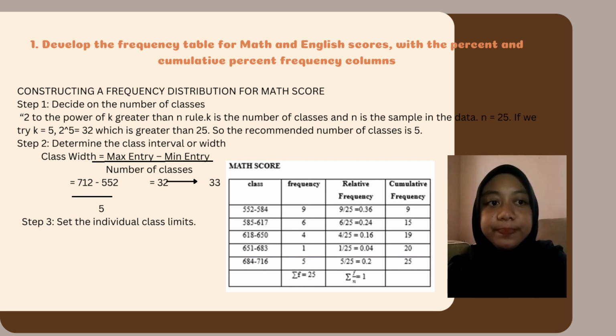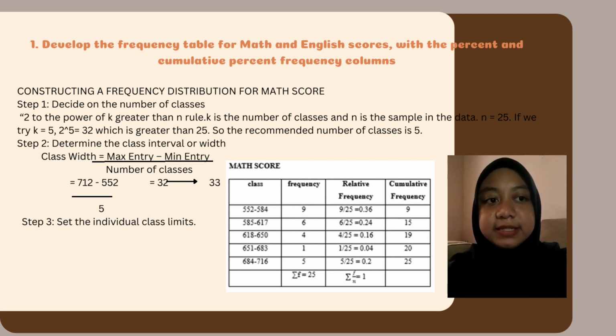Constructing a frequency distribution for math score. Step 1: Decide on the number of classes. A way to determine the number of classes is the 2 to the power of k greater than n rule, where k is the number of classes and n is the sample size in the data. There were 25 randomly selected students, so n is 25. If we try k is 5, 2 to the power of 5 equals 32, which is greater than 25. So the recommended number of classes is 5.